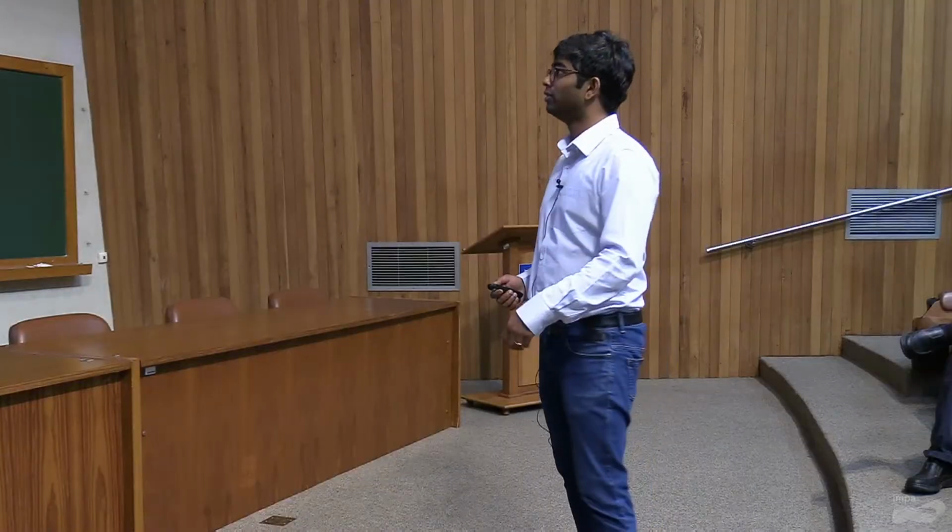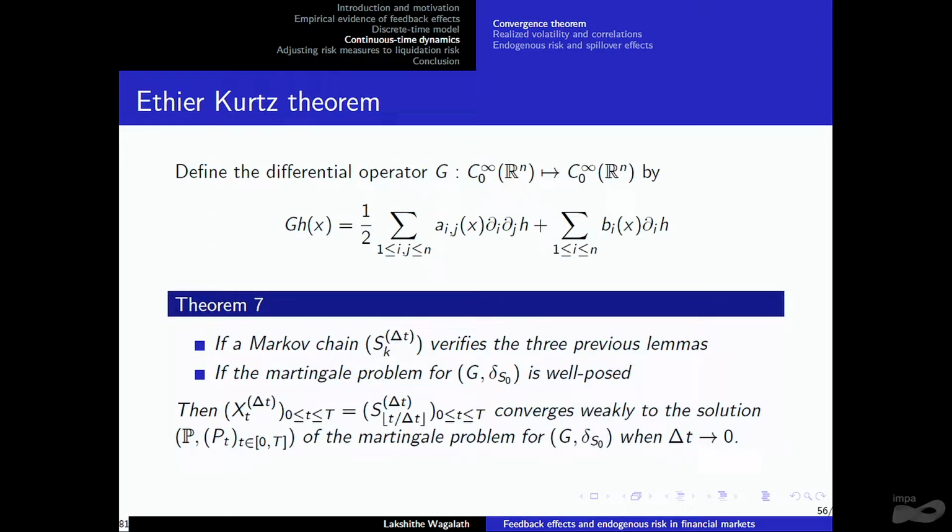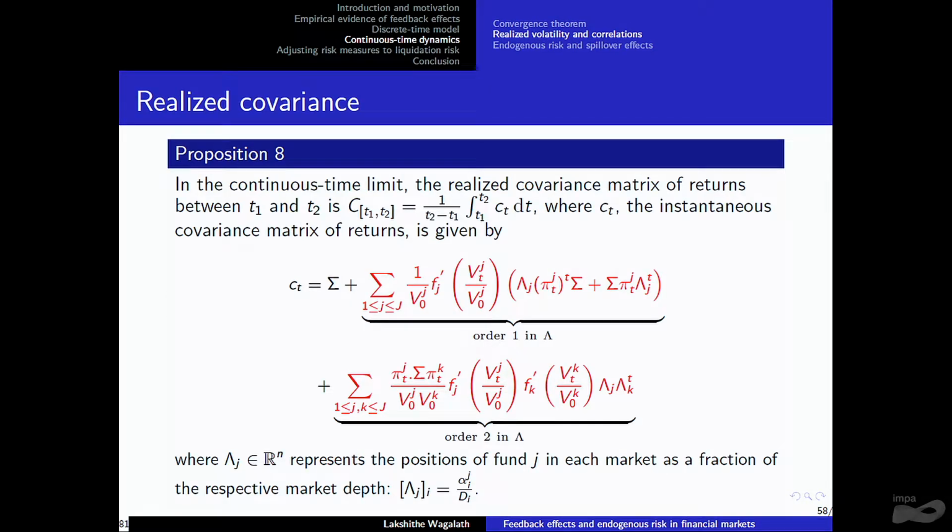If you look at the correlation, the realized covariance of the dynamics that I presented, you see that the realized covariance matrix is equal to a fundamental covariance matrix, capital sigma. Remember, it's the one that we introduced in the beginning, which represented the fundamental relationships between the assets, plus all those terms in red.